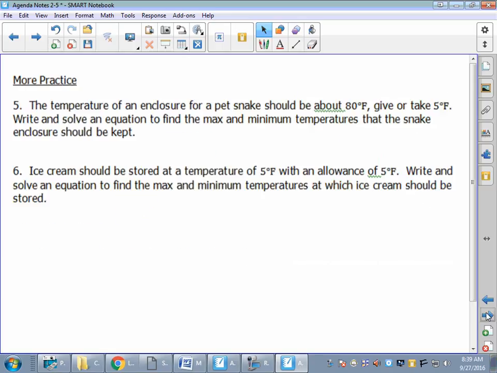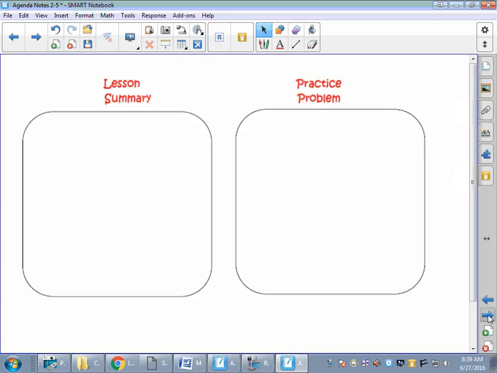We've got a few word problems here. Let's skip these. Let's talk about these in class, I think.